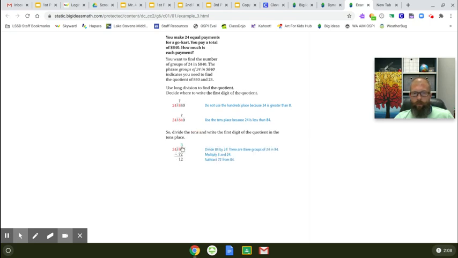24 goes into 84 3 times, so I'm going to write 3 over the tens place. 3 times 24 is 72, so I'm going to write that right underneath. Then I'm going to subtract, and I end up with 12. Then I need to bring down my 0, and I end up with 120.